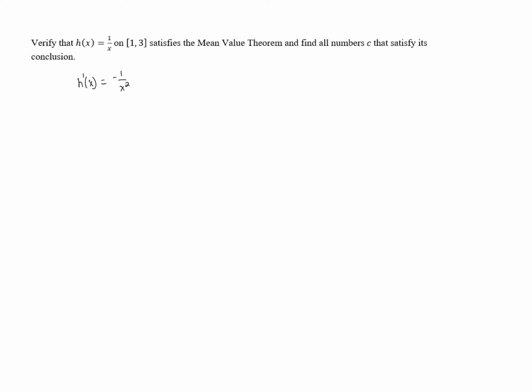We need to find all numbers c that satisfy h prime of c equals our function at 3, so it's going to be 1 over 3, minus our function at 1 over 1, all over 3 minus 1. Now, 1/3 minus 1 is going to be negative 2/3, and this is all going to be over 2. And negative 2/3 divided by 2 is negative 1/3. So we need to find a place where our derivative is equal to negative 1/3.